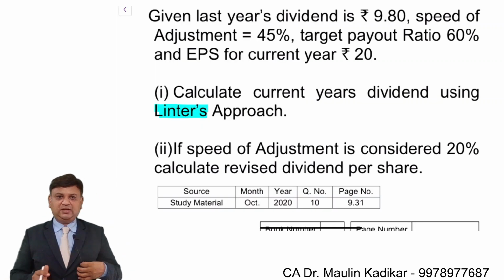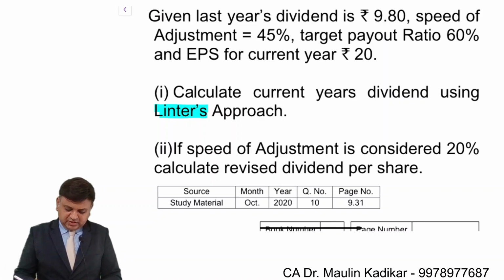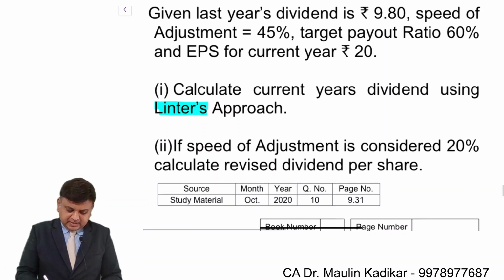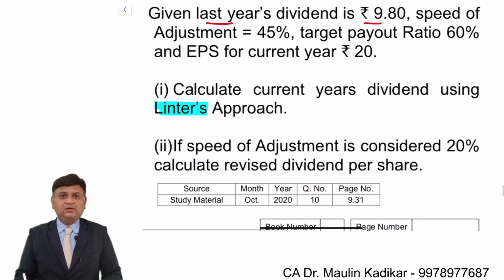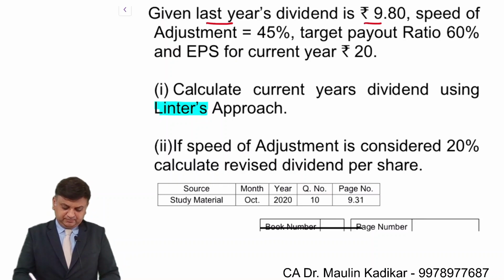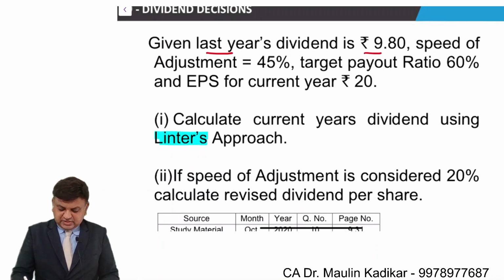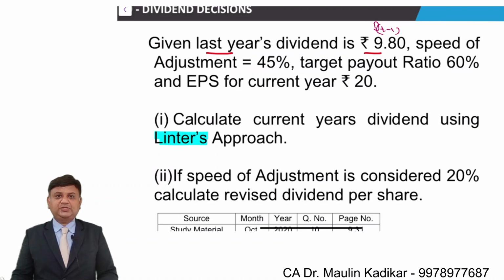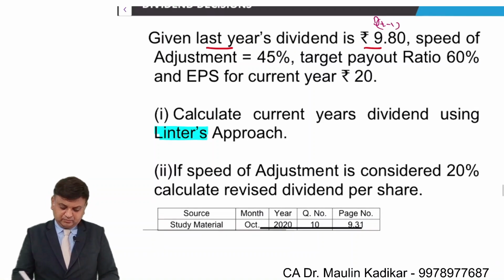Let us see the question of Lintner's approach. Given the last year's dividend is rupees 9.8. So friends, it is given a technical name as DT minus 1, the dividend per share of the previous year. Speed of adjustment is 45%.